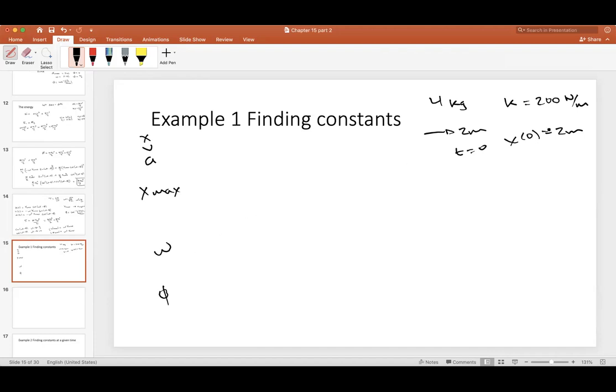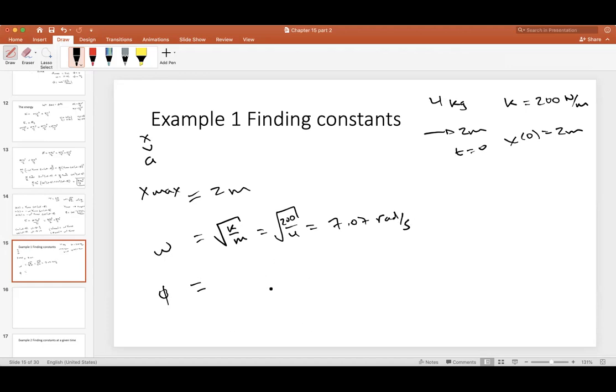Now x max, we already see that we pulled this thing out 2 meters. So we're at maximum when we start. That's easy enough to understand. Omega is the square root of k over m. And we were given k and we were given m. So that's also not too bad. This is 200 over 0.4. The square root of 50 is 7.07 rad per second. Okay, so now we have omega.